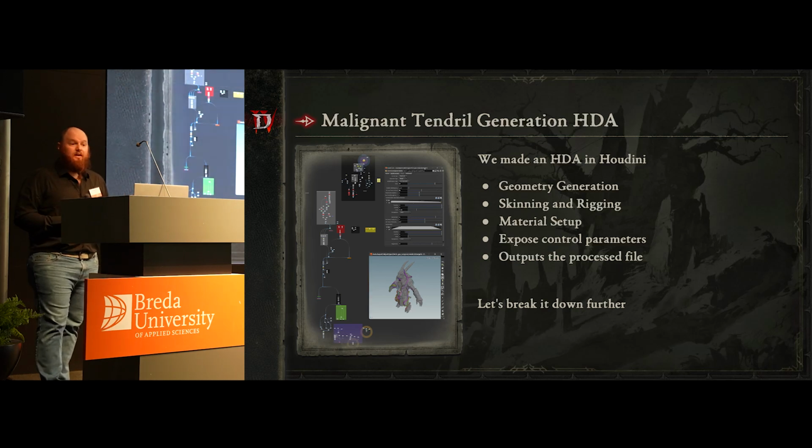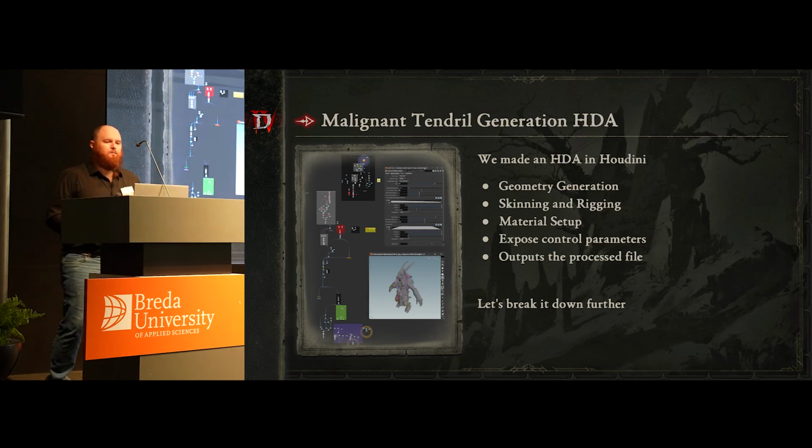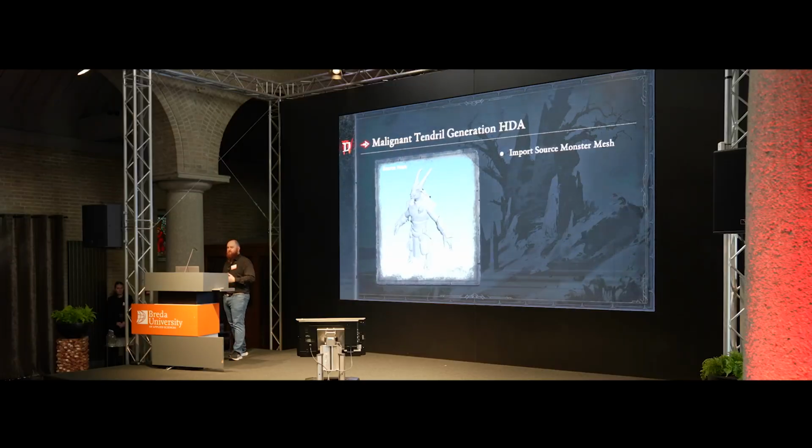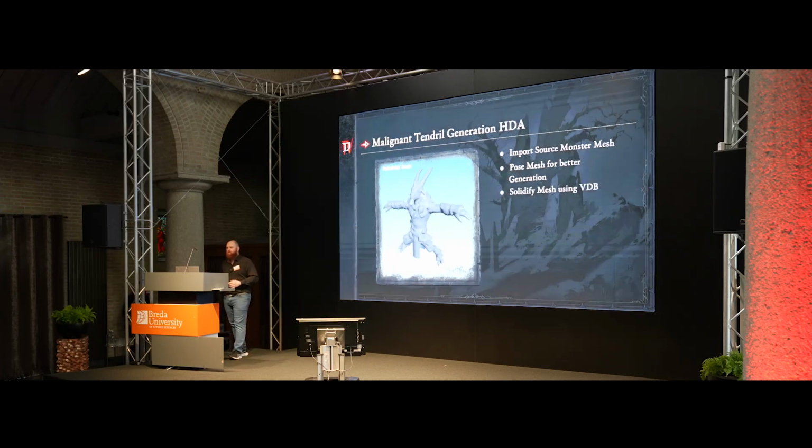So we made an HDA in Houdini, which handles geometry generation, skinning, rigging, and material setup. We've also exposed control parameters, and it outputs a processed file. But let's break it down a little bit further. First, we import our source monster mesh. We pose the mesh for better geometry generation. We solidify the mesh using VDBs. We remove cavities, again, for better geometry generation. And now we need to figure out where the tendrils are going to be located.